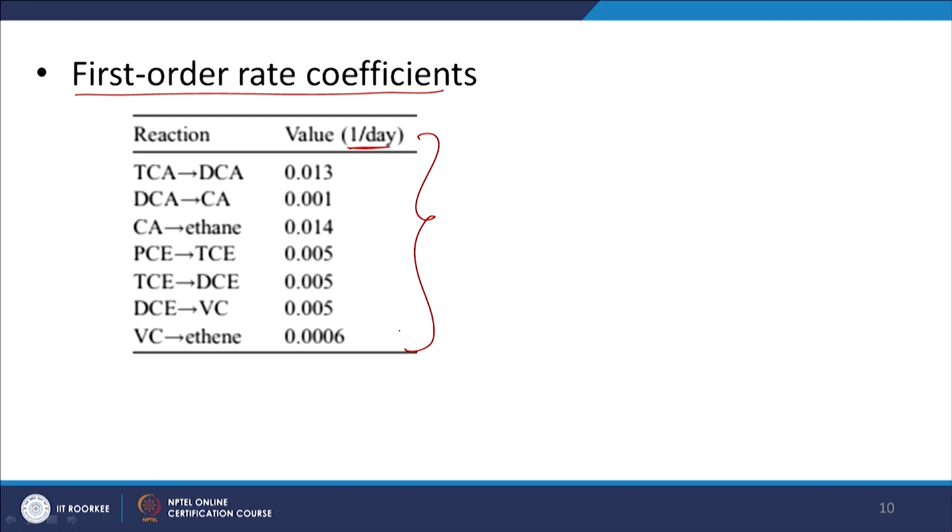You got the relevant constants. As you can see, VC to ethene degradation is taking considerable time, maybe that is the rate limiting step. What is the rate limiting step now? How can you identify that?